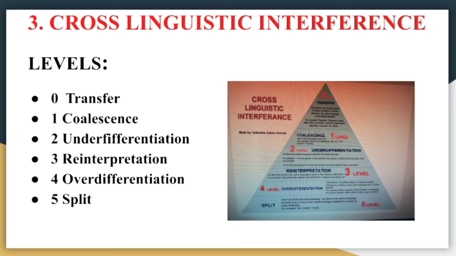The second level is underdifferentiation. It is when an item in the native language is absent in the target language. The third level is reinterpretation. It is when an item that exists in the native language is given a new shape or distribution. The fourth level is overdifferentiation. This is the contrast of the second level, underdifferentiation. It is when a new item entirely, bearing no similarity to the native language item, must be learned.